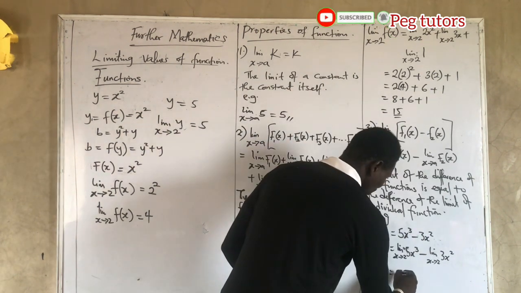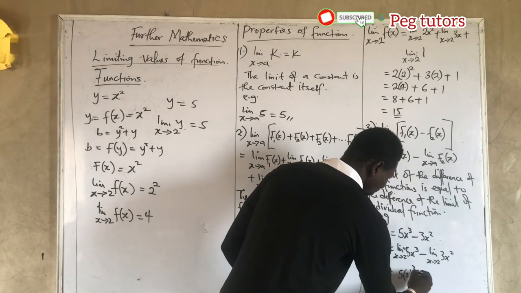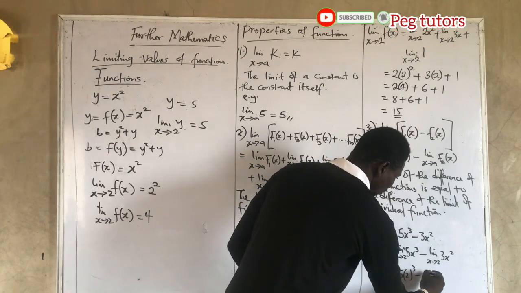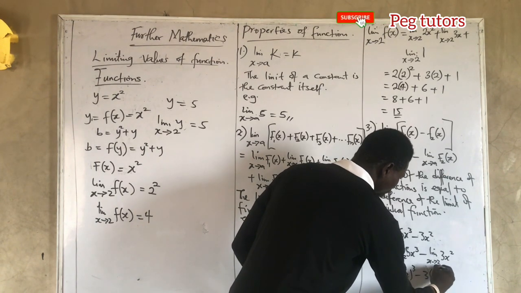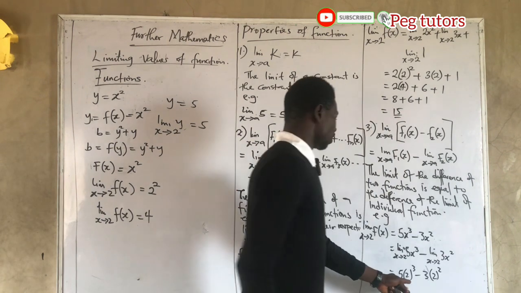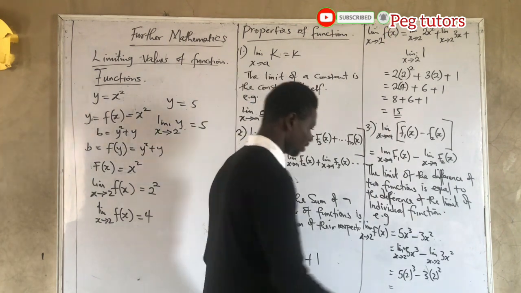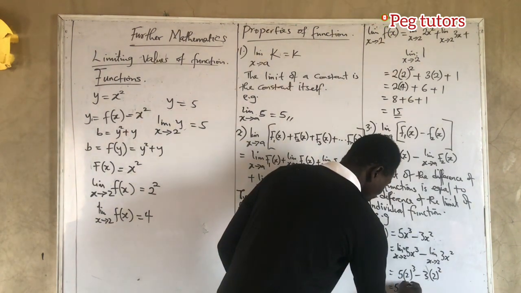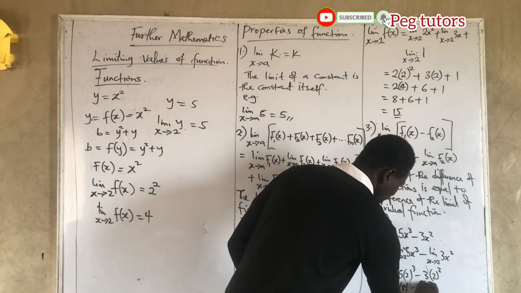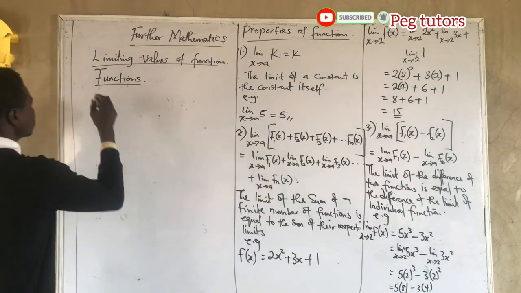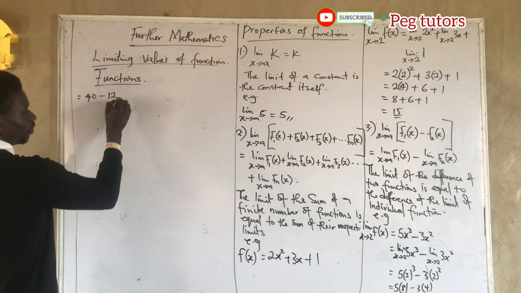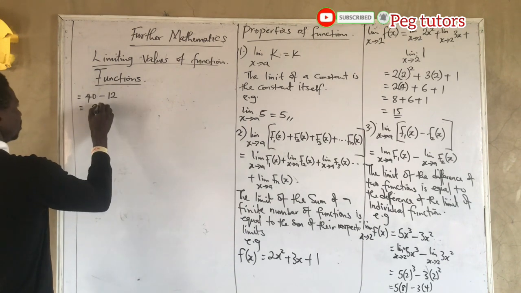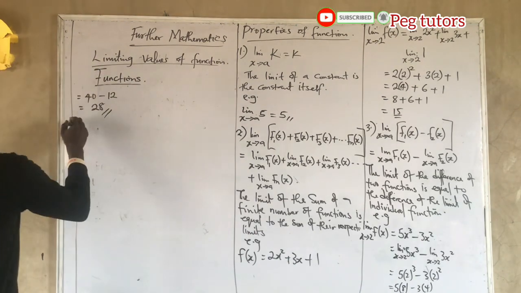So you have 5 into 2 raised to power 3 minus 3 into 2 raised to power 2, which is equal to, 2 raised to power 3 is 8. So you have 5 into 8 minus 3 into 4. That will give us 40 minus 12, which is equal to 28. Number 4.